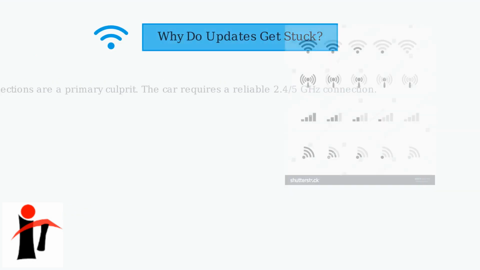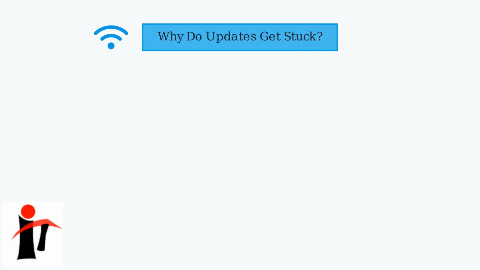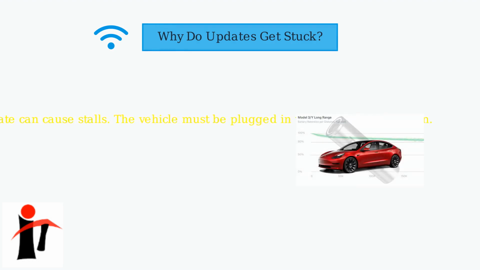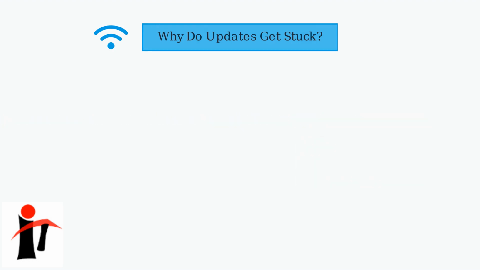Several factors can cause a Tesla Model 3 update to stall. Weak or unstable Wi-Fi connections are a primary culprit. The car requires a reliable 2.5 GHz connection. Other causes include low battery levels during the update. The vehicle must be plugged in to prevent battery drain during multi-hour downloads.